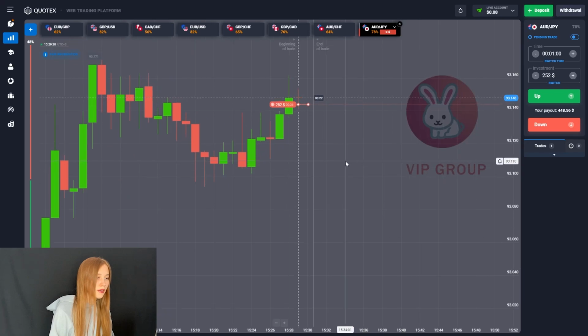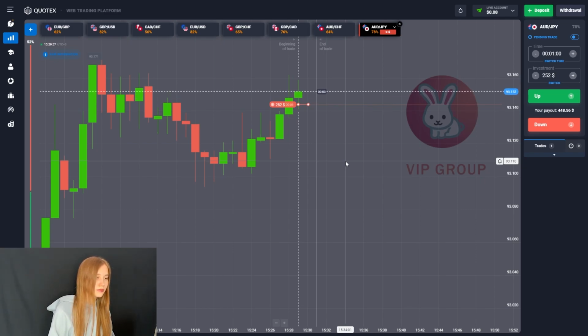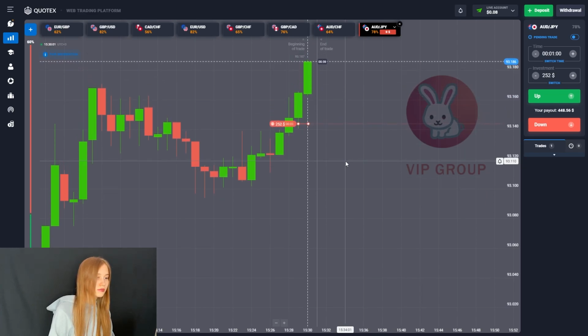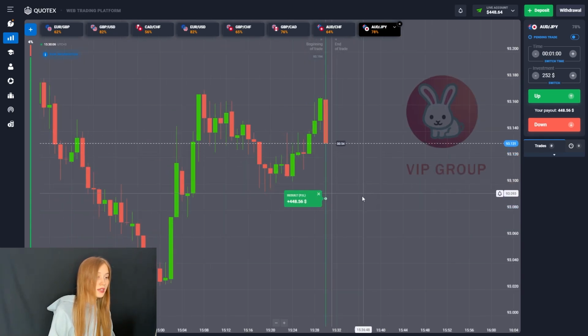So let's move on to the broker. I think at the last seconds there should be an exit and the trade should close positively, because the correction should end at the moment. And let's wait. Perfect. Close in plus.